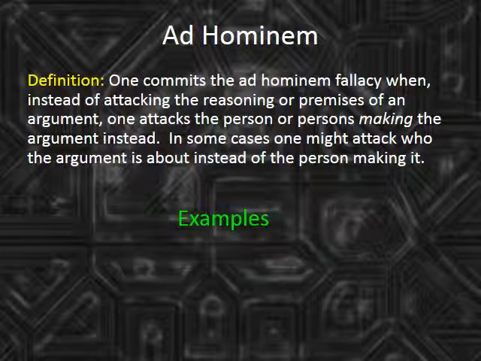The ad hominem fallacy is the fallacy of attacking the person instead of engaging the argument a person is making. One commits this fallacy when, instead of attacking the reasoning or premises of an argument, one attacks the person or persons making the argument instead. In some cases, the fallacy is committed when one attacks the person whom the argument is about.